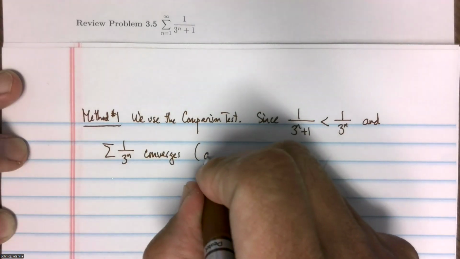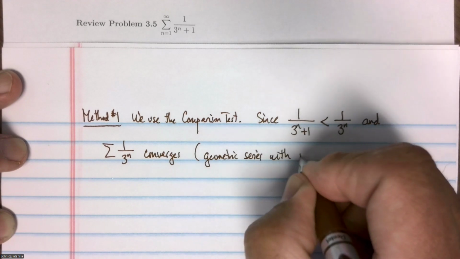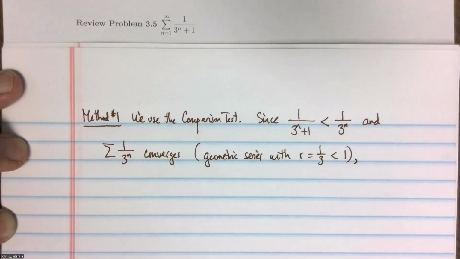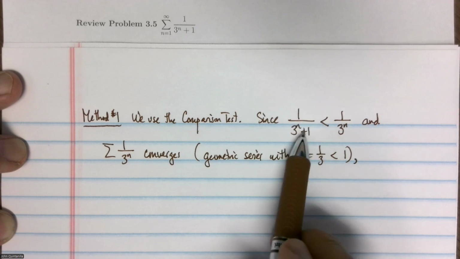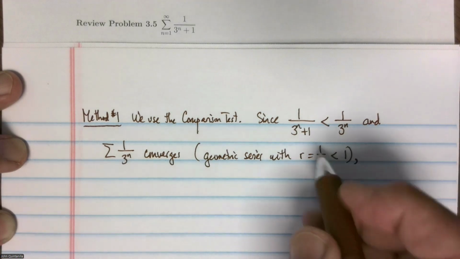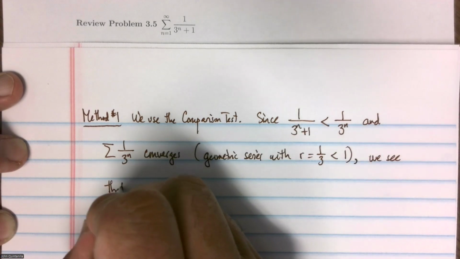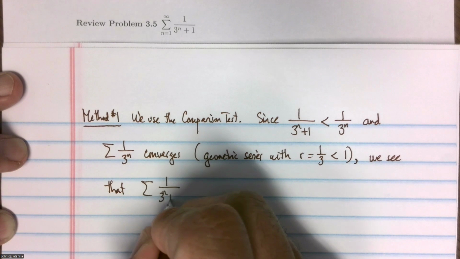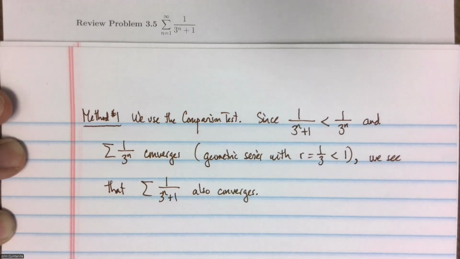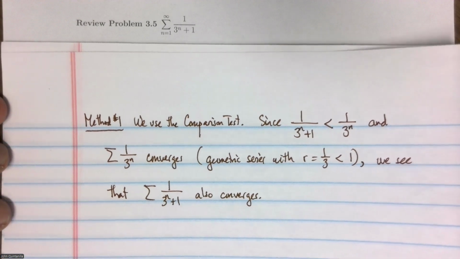Why does that converge? Because that is a geometric series with the common ratio of 1/3, which is less than 1. Okay, so the nth term of this is less than the nth term of this, which is the nth term of a convergent series. And therefore, by the comparison test, we see that the original series also converges. Yep, so that's method number one, using the comparison test.